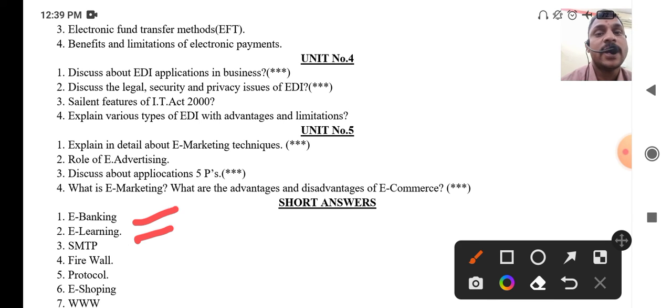Okay, next is SMTP protocol. So what is the meaning of SMTP protocol? Simple mail transfer protocol. So whenever you want to provide any mailing facility in your e-commerce website, then compulsorily we have to use the concept of SMTP protocol.